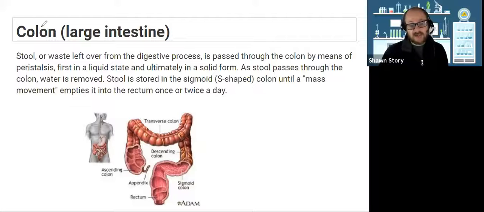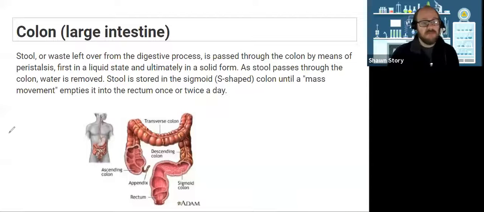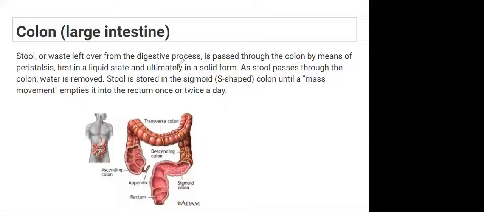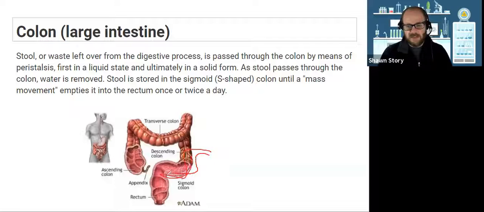All right, next section. Who would like to read this passage? Stool or waste left over from the digestive process is passed through the colon by means of peristalsis, first in liquid state and ultimately in a solid form. As stool passes through the colon, water is removed. Stool is stored in the sigmoid colon until a mass movement empties it into the rectum once or twice a day. Yeah. So it stays here in this section right there.